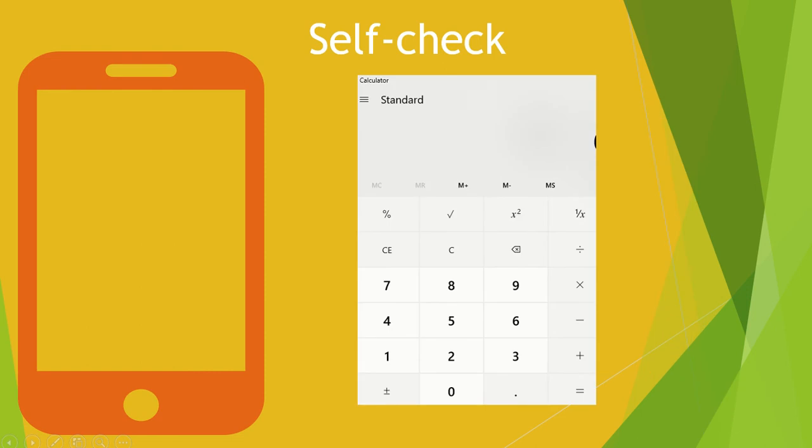Next, we have here an example of a calculator in our computer. Are you fond of using calculator? Well, our computer has it. So what element of the computer is a calculator? Let's see. Very good. It is an example of software.